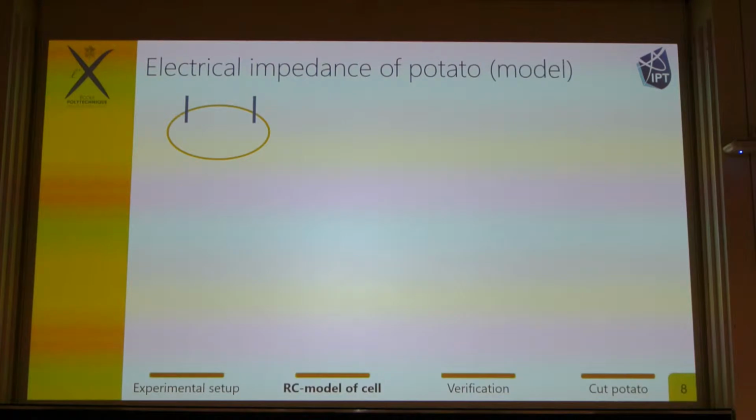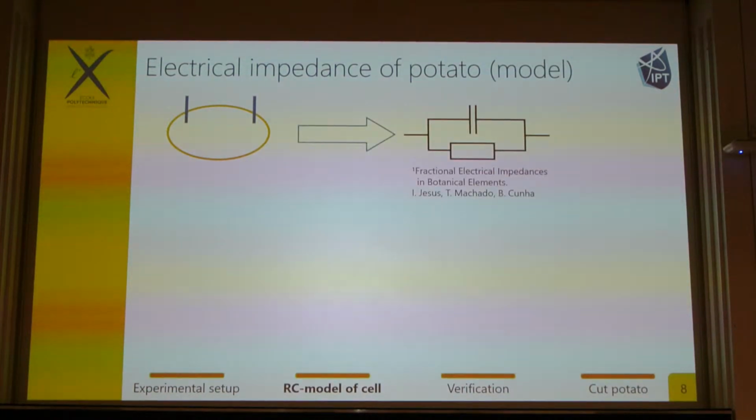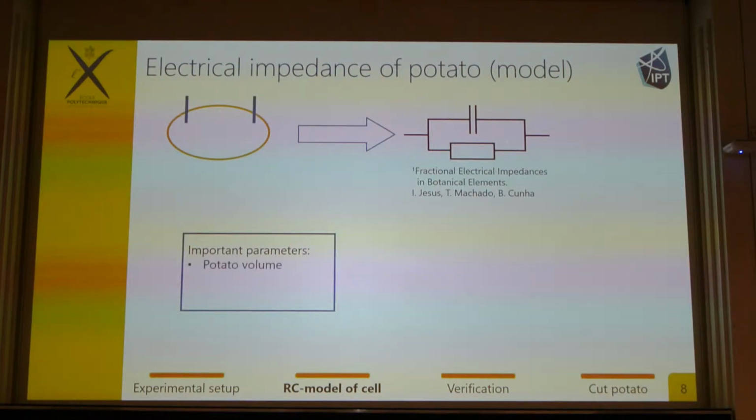And the problem is that in the literature we can find that the potato can be modeled with an RC circuit, but the potato is actually changing all the parameters depending on many parameters. Important parameters are the volume of the potato, the electrode spacing, and the electrode perturbation. So going further, we want to build our model to predict all these changes. And to do that, we built our model.